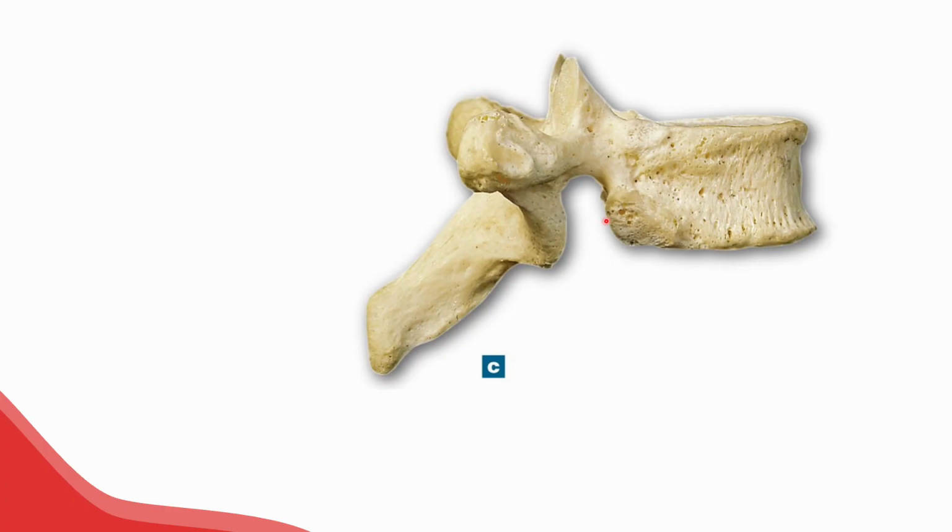Let's take this one. Okay, this might be a bit challenging for you. So first of all, look at the body. If you see here, the body has a superior and inferior costal demifacet. So this means that this is, you would think, thoracic. Okay, this is the thoracic. It has a superior and inferior costal demifacet.